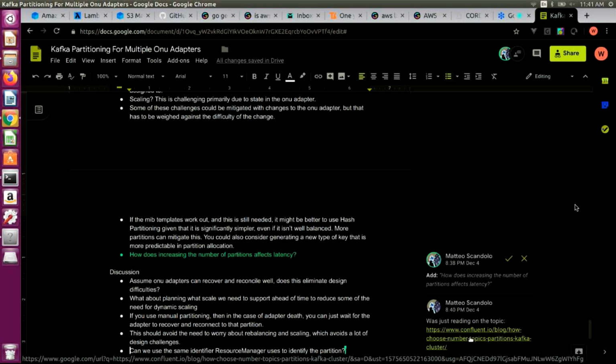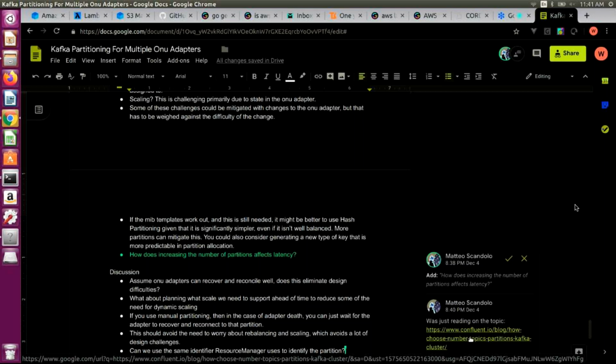So I have two aspects, two different concepts. First, I don't think we will need all of these, having which partition serves which ONU adapter, etc. Because I really believe that we can find a way using a device ID as the hashing key, and we can always find the same partition using that key.